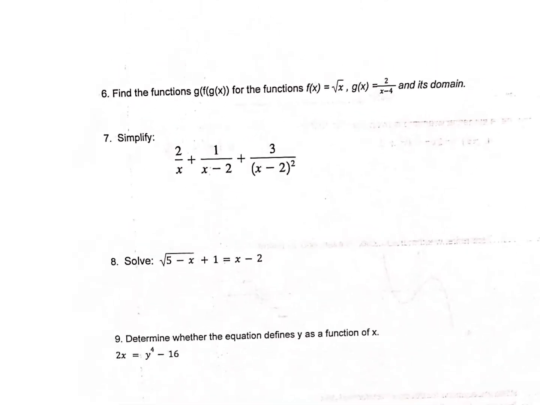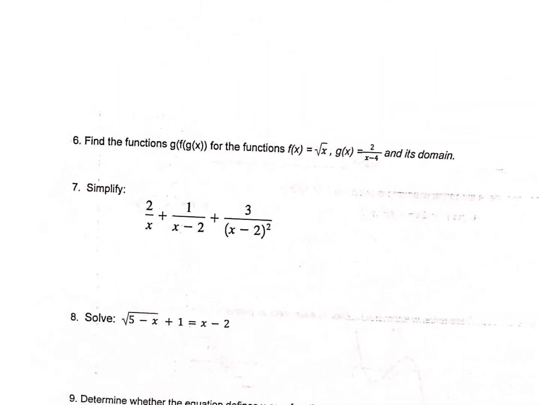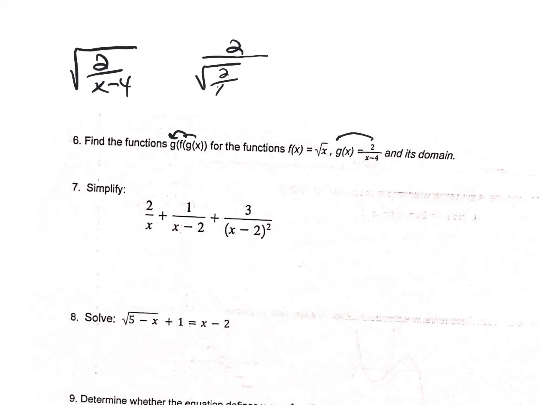All right, number 6 up here. It says find g of f of g of x for those two functions. So work inside out. Take g right here, plug it into f, which would look like this, by the way. It would look like 2 over the square root of 2 over x minus 4. But then you've got to put that back into g. So I'm going to put that into where the x is on g, which is going to look like this. That's where the x is right there, minus 4. All right, and that's the first answer. That right there is what g of f of g of x is.